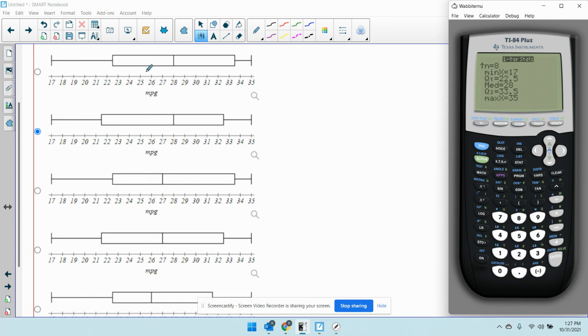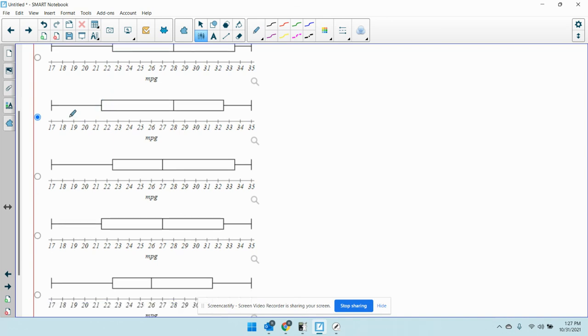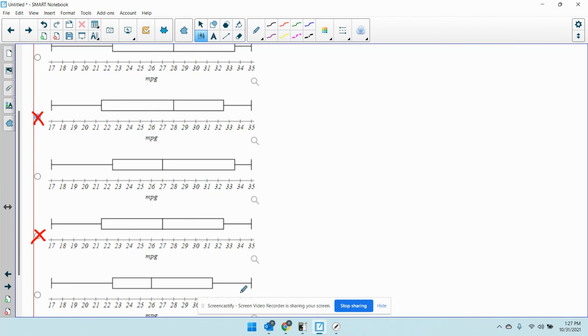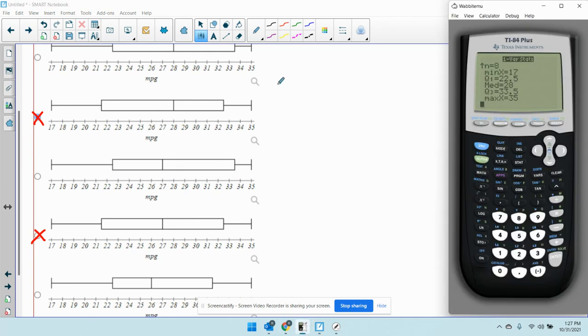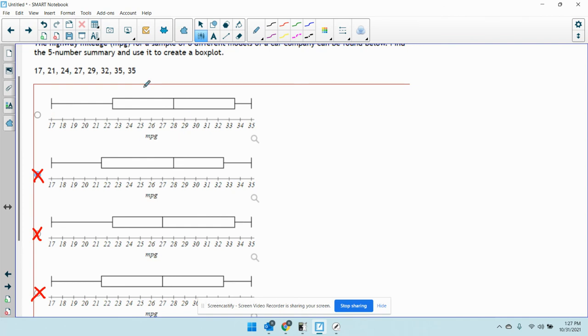Q1 is 22.5. So I'm going to cross out any of them that don't have a Q1 of 22.5. Here we're good. Here the Q1 looks like 21.5. 22.5, 21.5, and 22.5. So we're left with either this one, or this one. It looks like A, C, or E. Okay, now the median is 28. Here we have a median of 28, a median of 27, so that's not good, and a median of 26, so that's not good. So by a process of elimination, we see that this is the correct box and whisker plot.